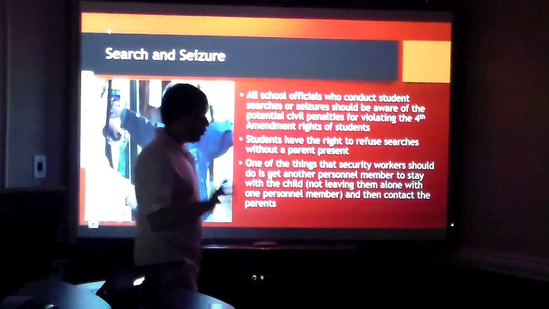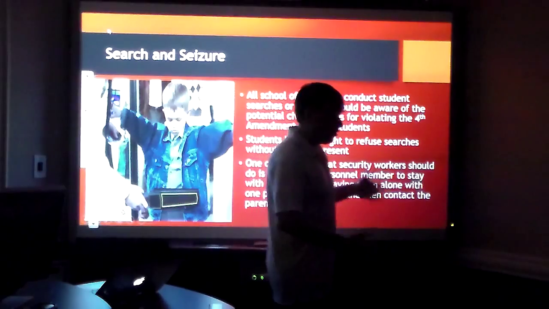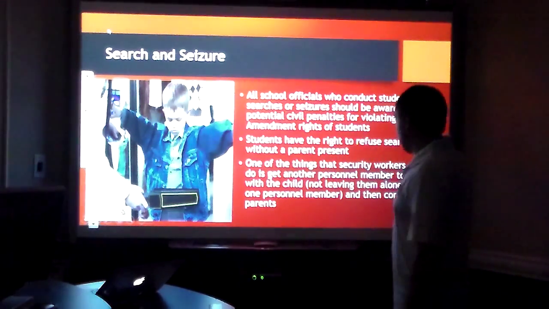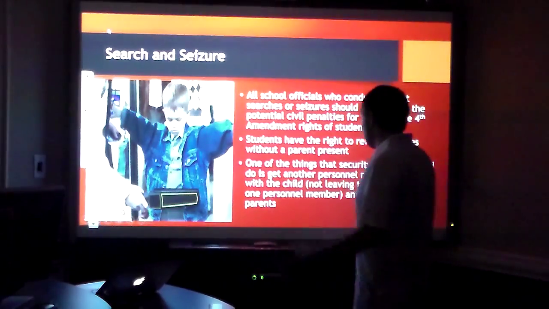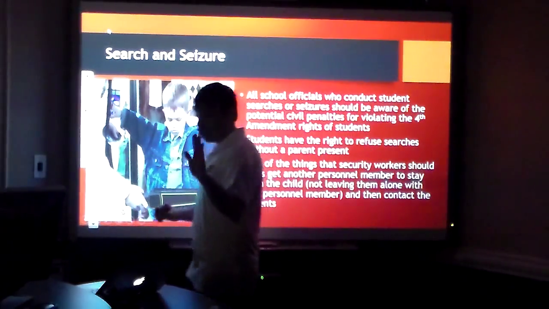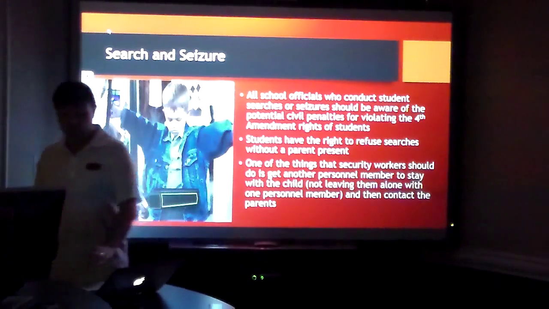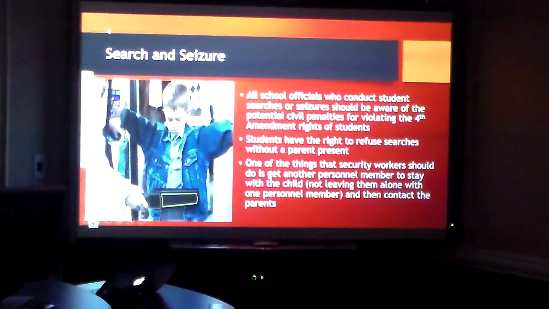So this is what you should do if your security worker suspects something. They should obviously contact the principal first. But if they have another buddy, another personnel member around, both of them stay with the child. And then somebody else contacts the parent, gets them there, and then you do the search. Safest and easiest way to do it.